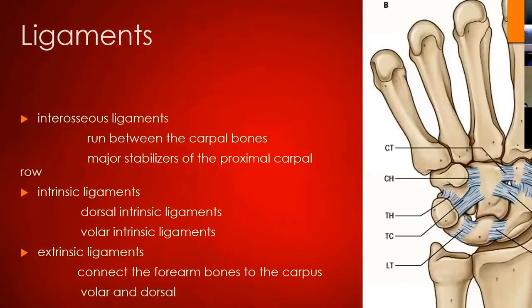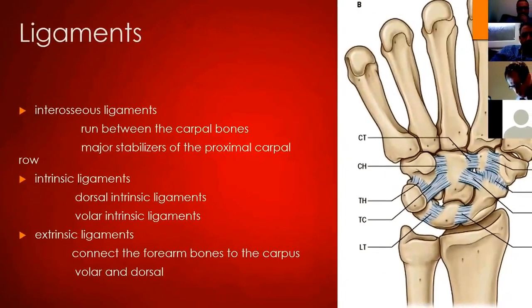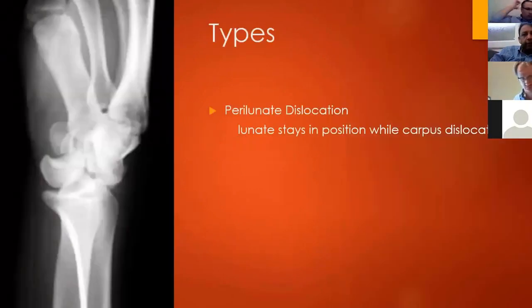You already know about the ligaments around the carpus, which are divided into intraosseous ligaments, which run between the carpal bones, and they are major stabilizers of the proximal carpal row. And then extrinsic ligaments, which connect the forearm bones to the carpal bones, which are again divided into volar and dorsal. You already know the anatomy of the carpus.